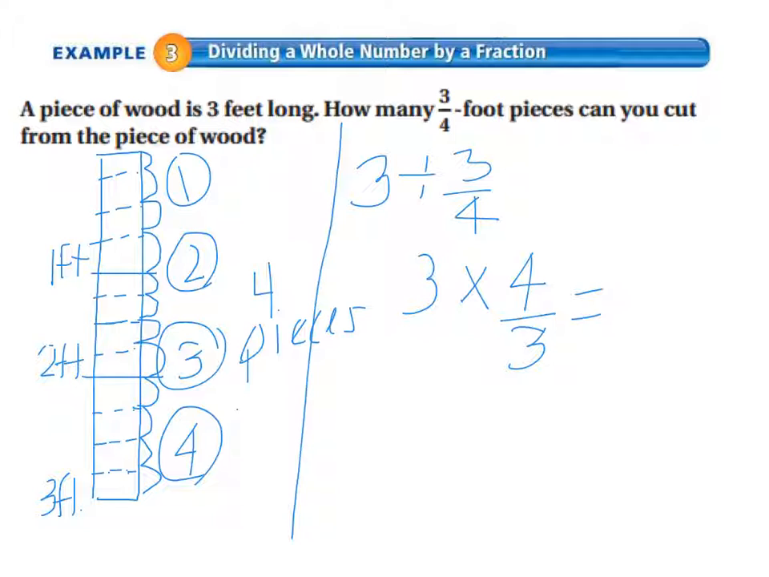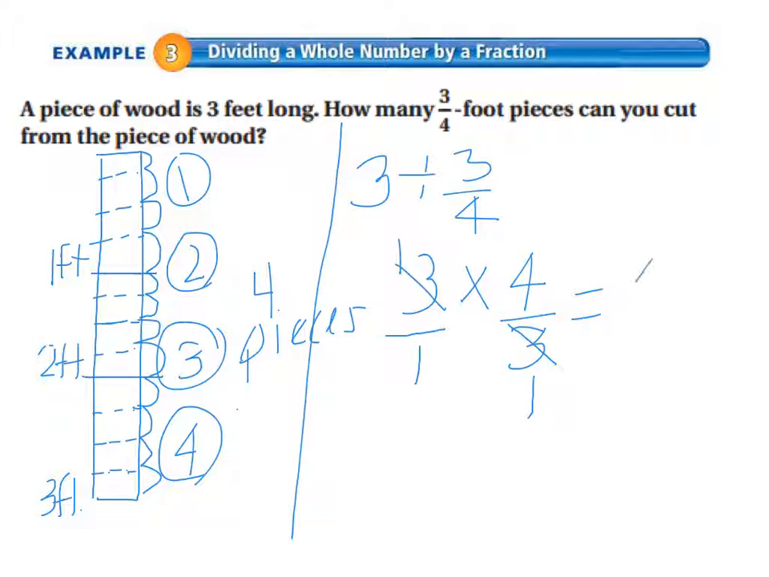3 times 4 is my numerator, and 3 on the bottom, this is really the same as 3 over 1. 3 over 1 is the same as 3. I'm making it into a fraction so that I can see that clearly. And I can also see that I have a common factor of 3 here in the numerator and denominator, so dividing those both out by 3 would leave me with 1.